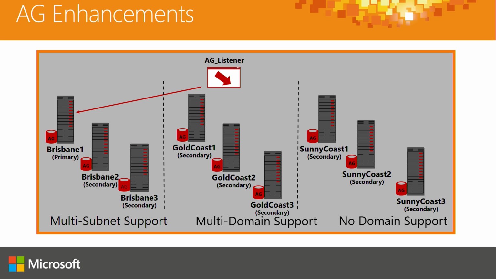With the release of 2016, as Henry mentioned earlier, we've now got multi-domain support or no domain support. Now your multi-domain support, trusted, not trusted, it doesn't matter. So we can now create our Always On availability groups across multiple domains. Why would this be a benefit?